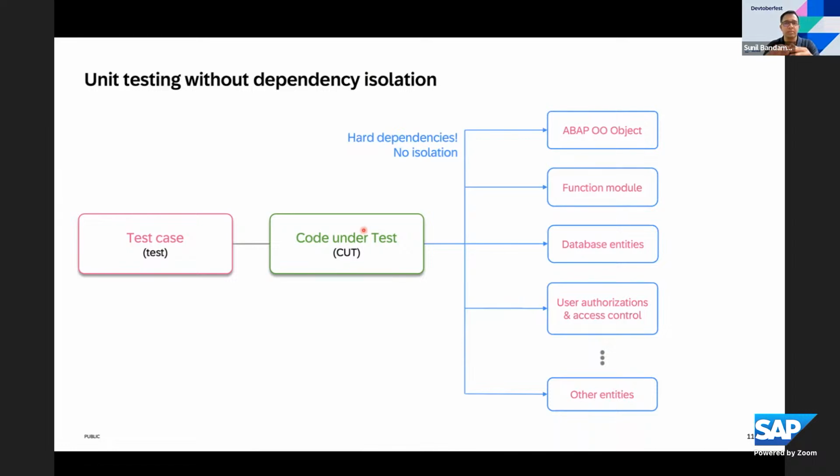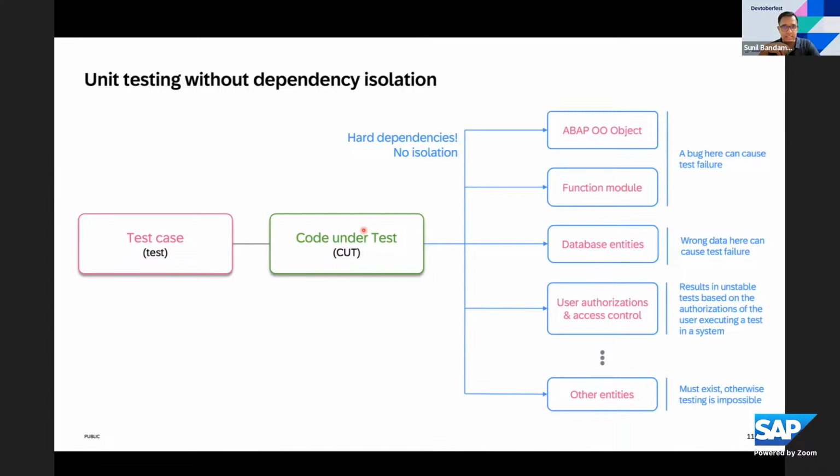And you see that these hard dependencies on various types of ABAP-based dependencies without any isolation is a challenge. That means any bug in any of the ABAP-based source code, or any wrong data in database entities, or the way the data is being changed in the productive tables, if you're relying on them, or even the authorizations and access control, we cannot have complete control over it. And anything like this will have an influence on my test and can pose a problem to my test outcome. So now this is a challenge.